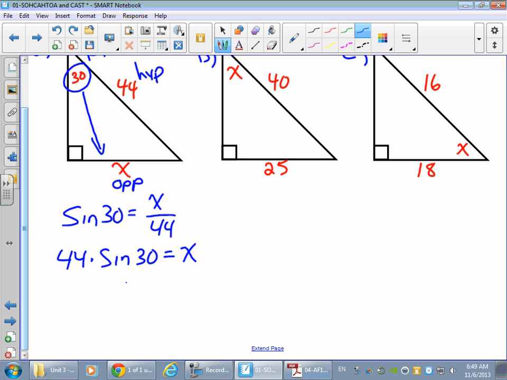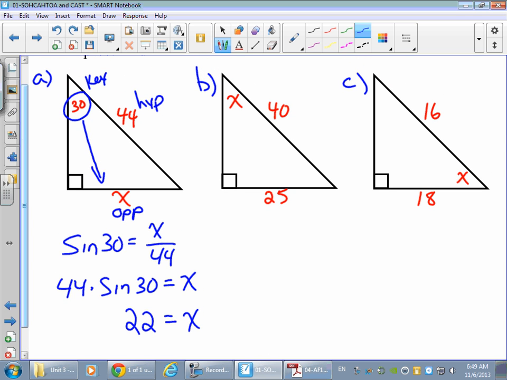And that's going to be 22. Now, it's important to recognize the 44 is multiplied by sine of 30. Don't multiply the 30 by the 44, and then try to find sine of that. You will get the wrong answer.